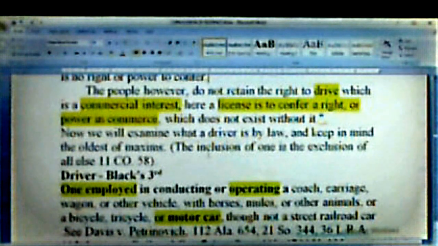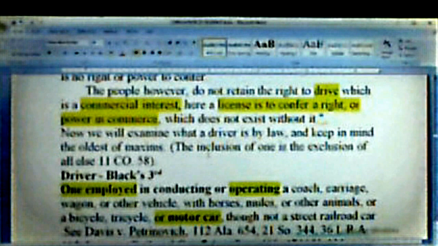The object of a license is to confer a right or power which does not exist without it. Okay, we already know we have the right to travel. So a license can't be for someone who's traveling in their private automobile. The people always retain the right to travel, so the license couldn't be for the people traveling, as traveling is a liberty and there is no right or power to confer. Right? The people, however, do not retain the right to drive, which is a commercial interest. Here, a license is to confer a right or power in commerce, which does not exist without it.